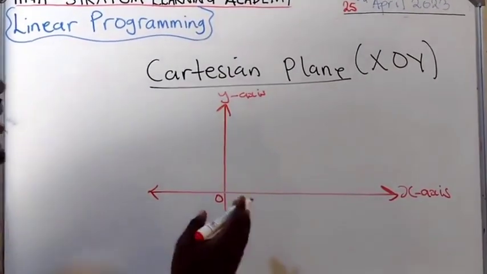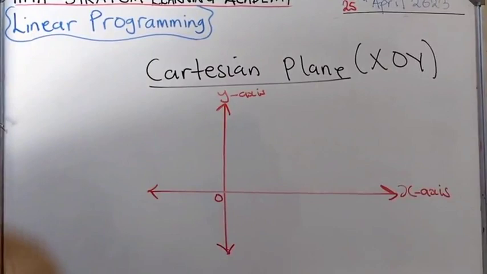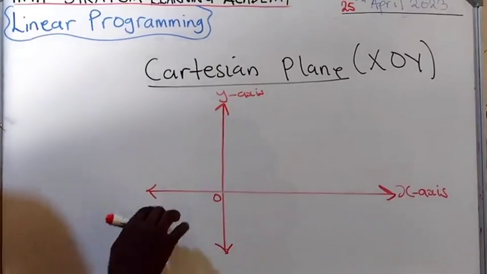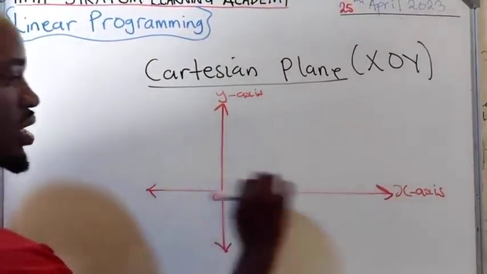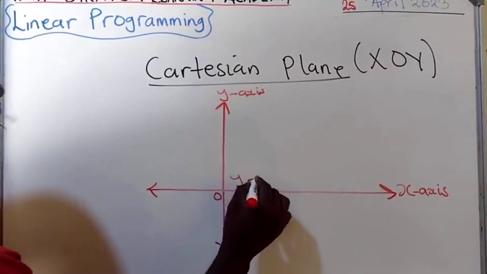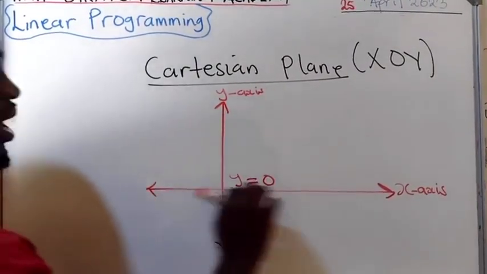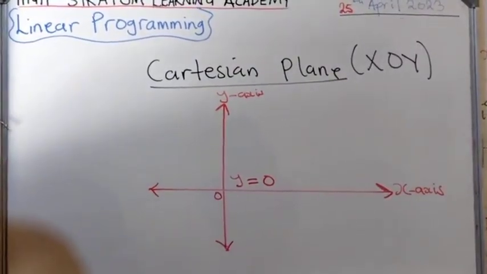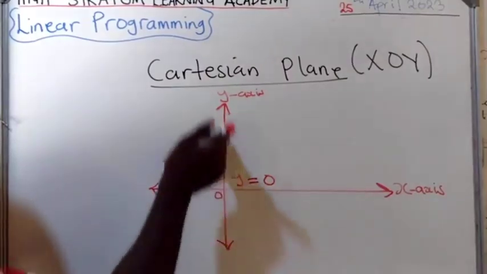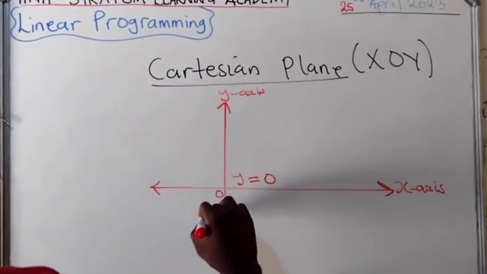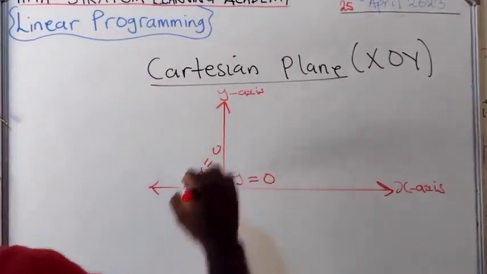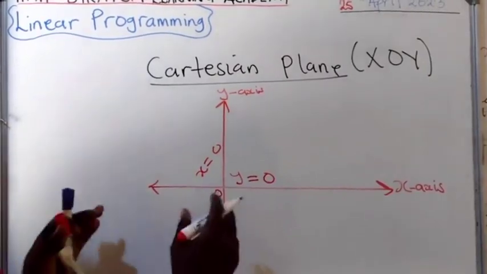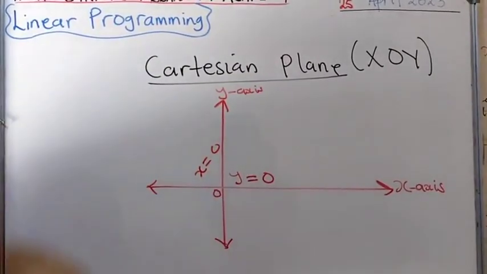Now let's look at some of the properties of this Cartesian plane. There are some properties that you must understand. I've said this is the x-axis. The x-axis is the line y equal to 0. Then the y-axis here is the line x equal to 0. I hope you have gotten this principle. This is one property of the Cartesian plane that you must understand.